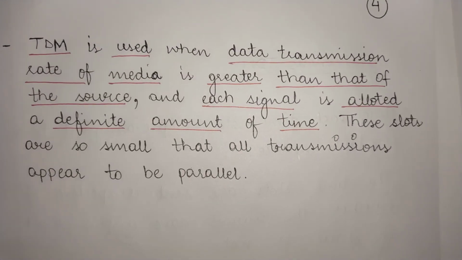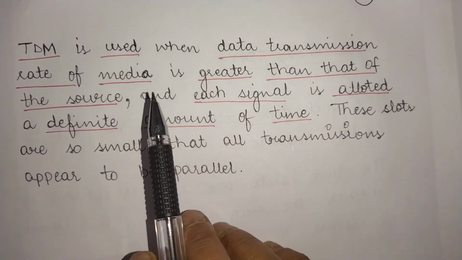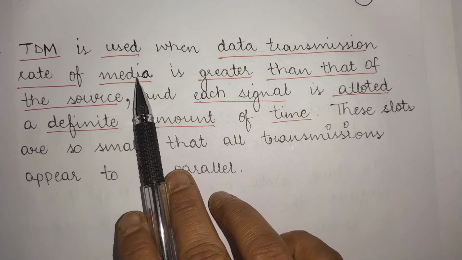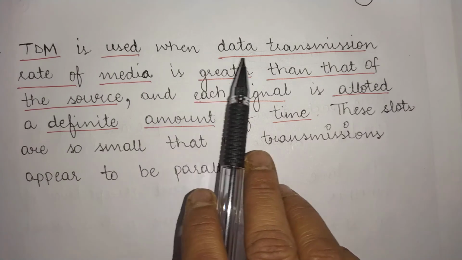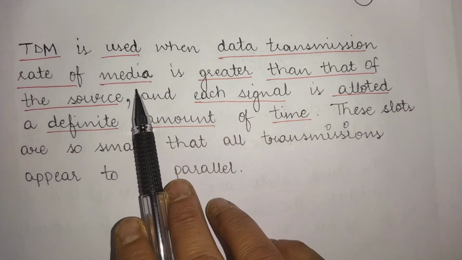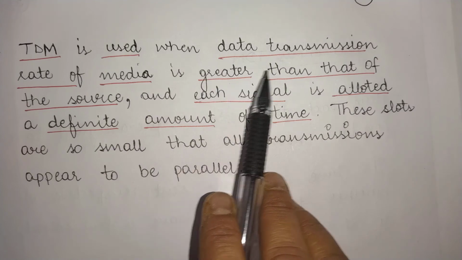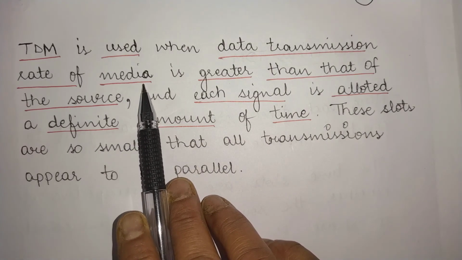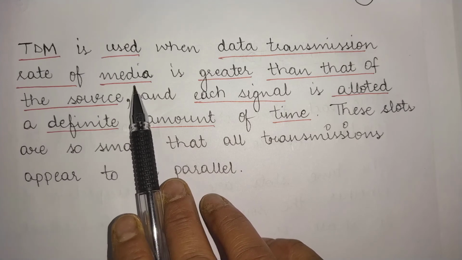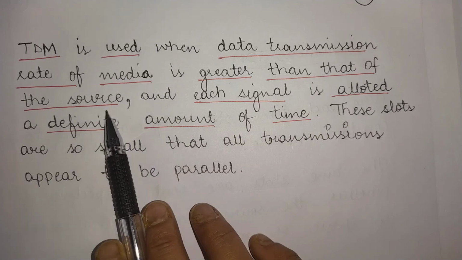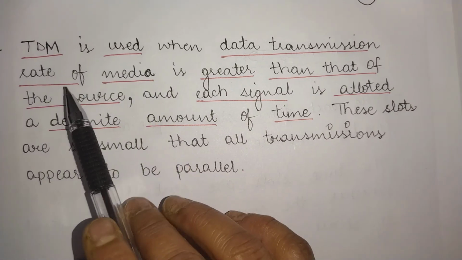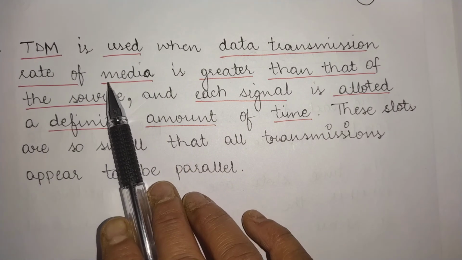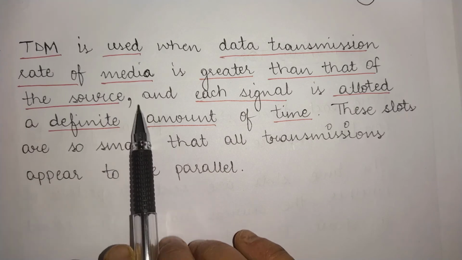So basically, in summary, or in a gist, we can say that time division multiplexing is used when the data transmission rate of media is greater than that of the source. Media means the channel through which we are transmitting the data. So when the data transmission rate of the channel is greater than that of the sender, in such scenarios, time division multiplexing is used, right?